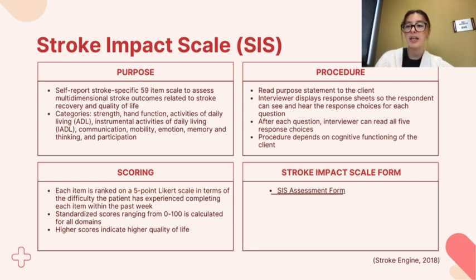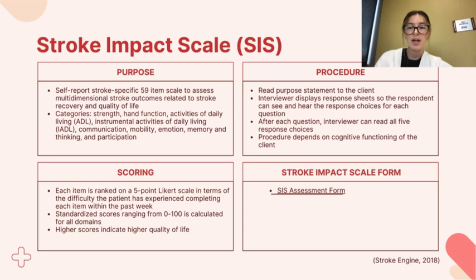This assessment can be done by the patient themselves or by proxy, and it's a self-report, stroke-specific 59-item scale to assess multidimensional stroke outcomes related to stroke recovery and quality of life. It assesses 8 different categories: strength, hand function, ADLs, IADLs, communication, mobility, emotion, memory and thinking, and participation.